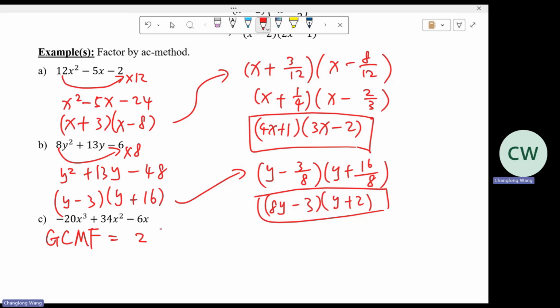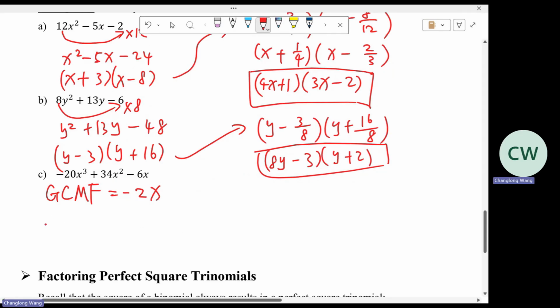Now, when it comes to the variables, they all have x in it. But the best you can do is x to the first power, right? So 2x is a GCMF. But now the problem is people don't like the leading coefficient as a negative number. Typically, not always, but you might want to try to factor out a negative GCF, and that's what I'm going to do for letter C.